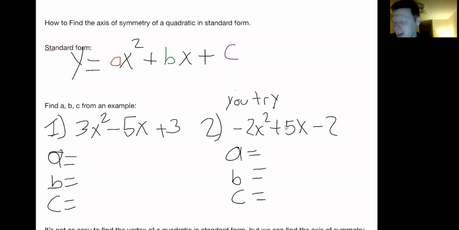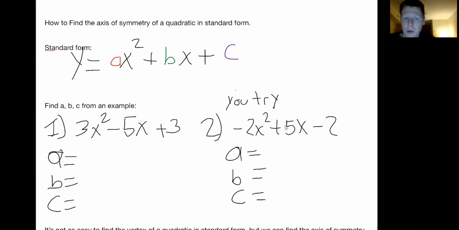Today we're going to be looking at graphing quadratics in standard form. It's a little bit different than vertex form in the sense that it's not as easy just to pull your vertex out. So we're going to see how we deal with a quadratic in this form. But standard form, as you can see, is given by y equals ax squared plus bx plus c.